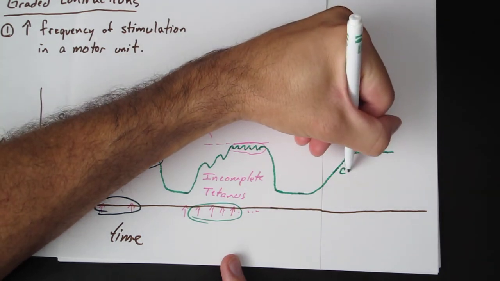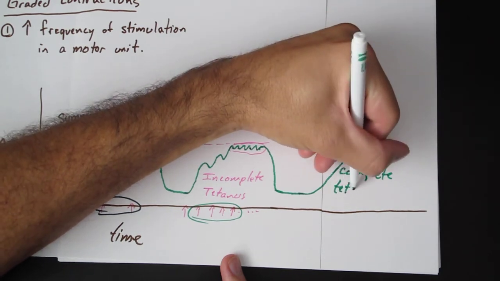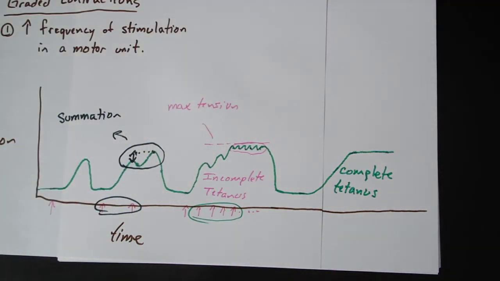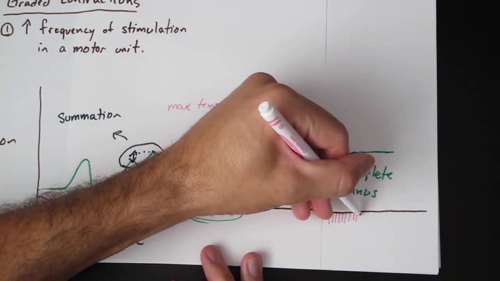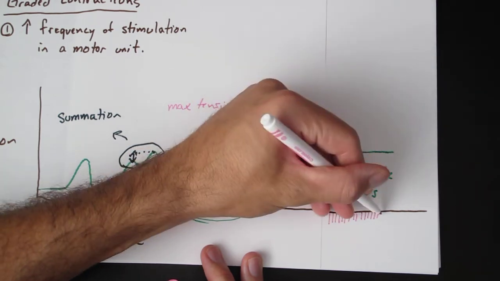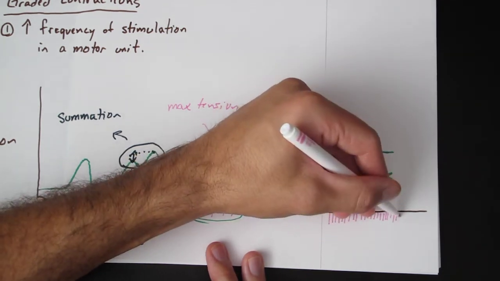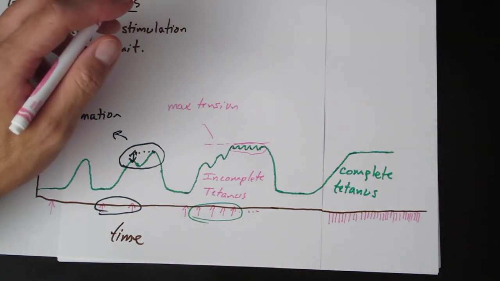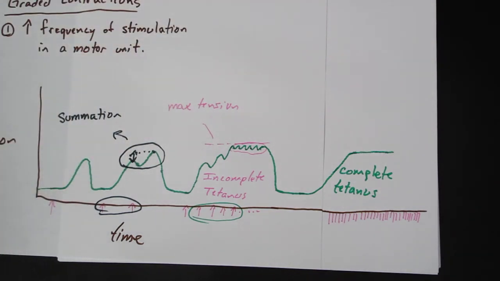This is called complete tetanus. Okay? Called complete tetanus. And I'm not going to really go into detail drawing my stimuli in here. Just know that those stimuli are very, very close together. Right? So we're stimulating, stimulating, stimulating, right? Keep these going just a little while further. Okay, so we're stimulating, and we see this smooth contraction that occurs, right?